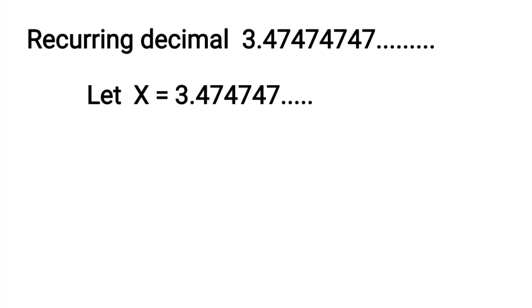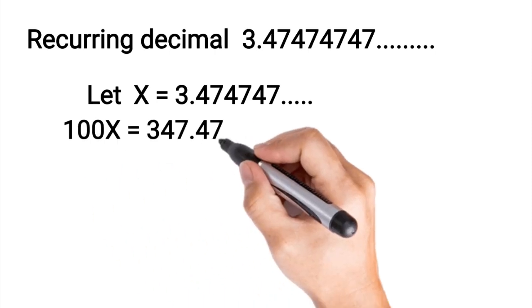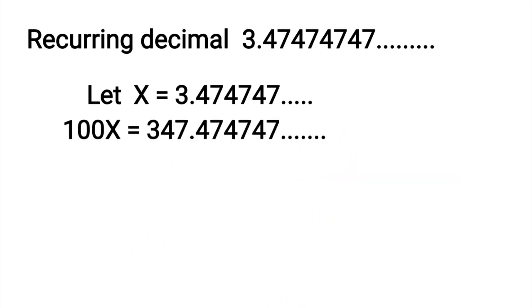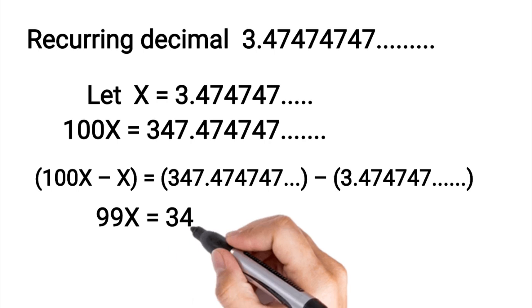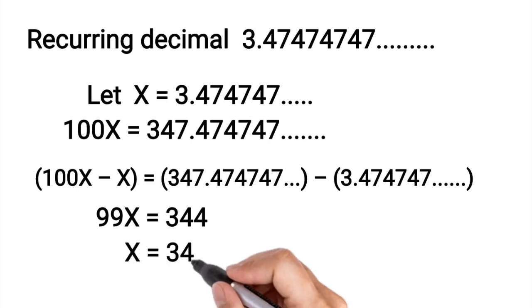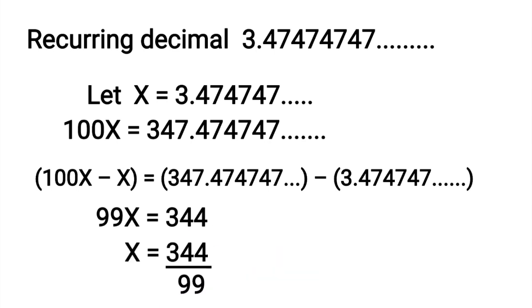To find another number with the decimal part matching, this time we can't multiply by 10. We need to multiply by 100. And as you can see in 100x, the decimal part matches. So, subtract x from 100x. We get 99x equals 344. So x is 344 by 99.